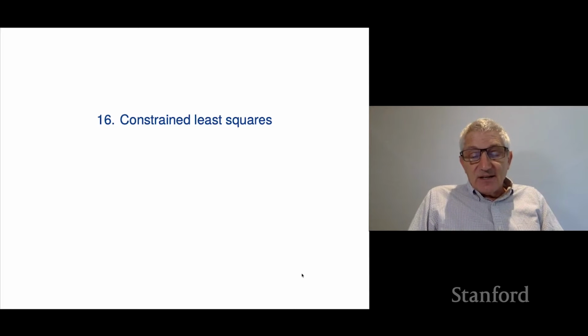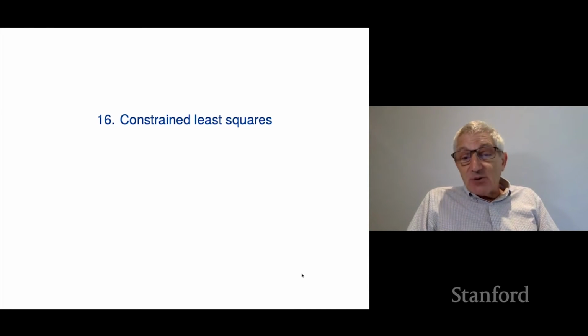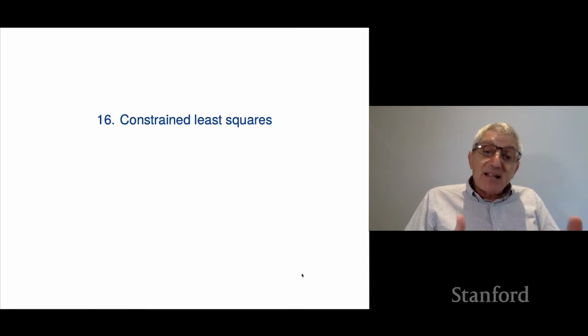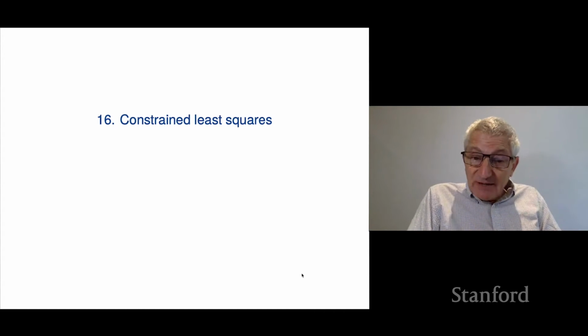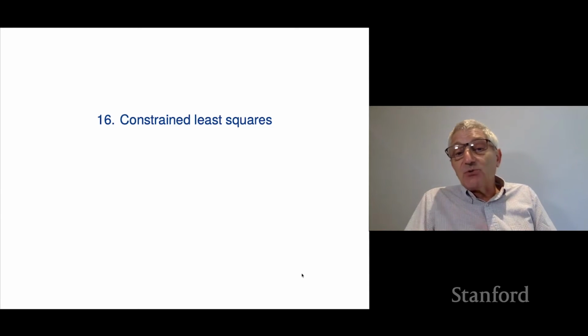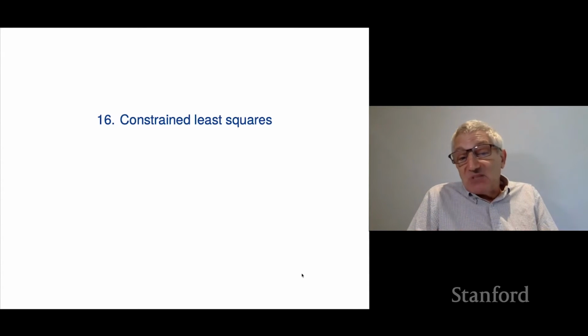Chapter 16 is on constrained least squares. That's an extension of least squares that's going to allow us to add linear equality constraints to a least squares problem. And that really pulls together the two things you know how to do: solve linear equations, number one, and number two, least squares. It's like the common parent of both of them.